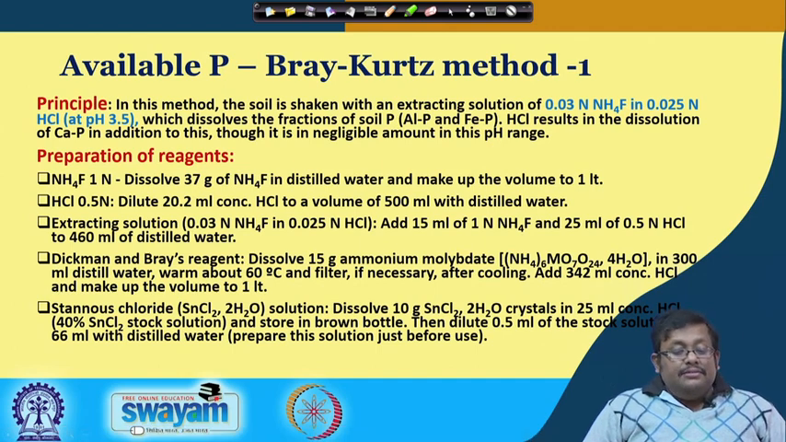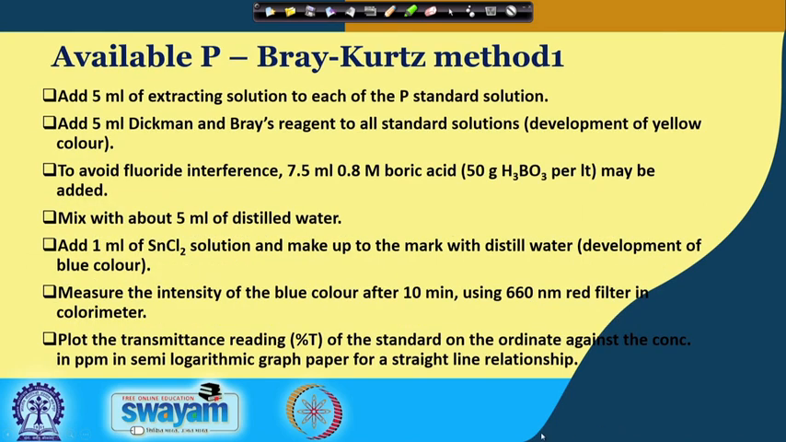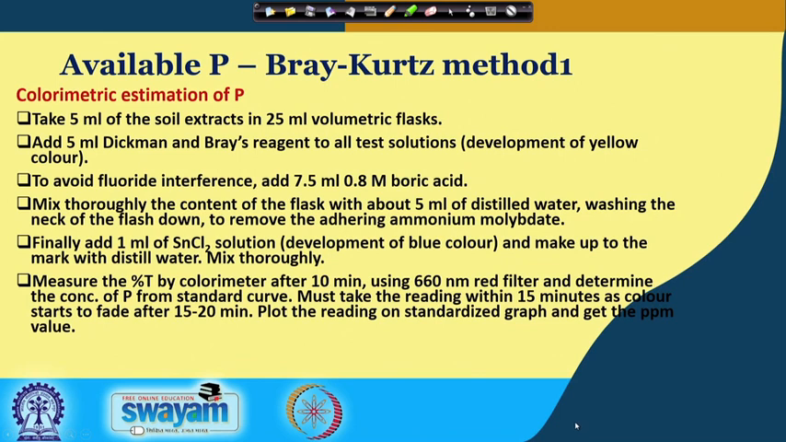So, the steps are given: weigh 5 gram of soil, how to extract, how to create the phosphate solution of known concentration for the standard curve, and how to create the standard curve. All these are given, how to measure the available phosphate, all these are given here. So, please keep this as a ready reference for your future use.